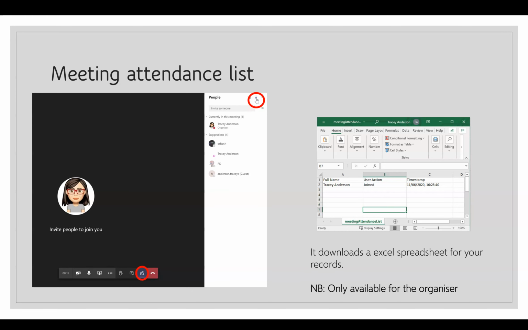Next up, and something useful for your records, is the meeting attendance list. So how you find that is you go into the people or the show participants, you click the down arrow, and it'll download an Excel spreadsheet of the people that joined the meeting and what time they left. Please note, this is only available for the person who organised the meeting, so this option is not available for anybody else.